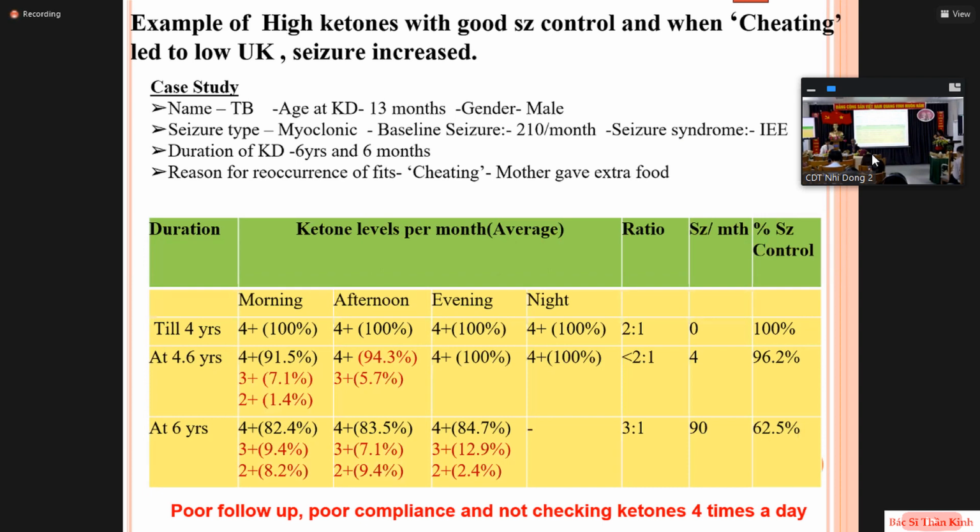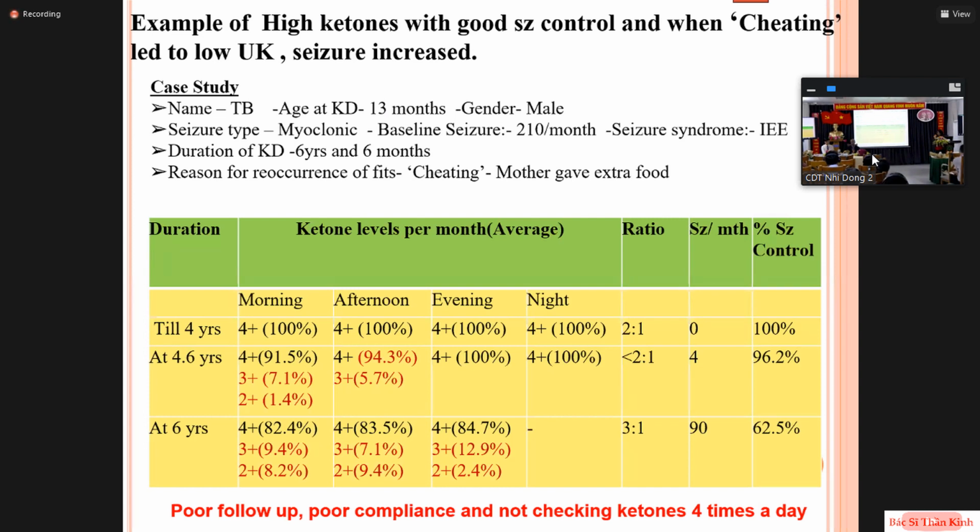This is a case study of one of our patients where the patient had high ketosis and good seizure control. When the patient cheated, it led to low urine ketones and the seizures increased. This patient had myoclonic seizures of 210 per month, and the reason for the recurrence of the fits was that the mother gave extra food to the child.